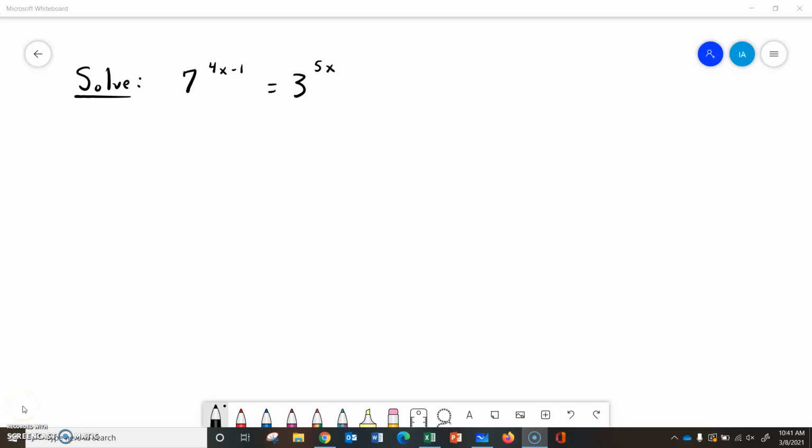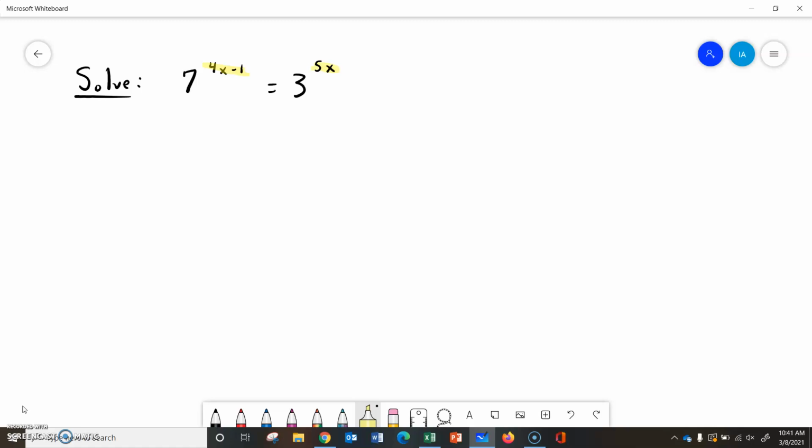Okay, we have an exponential equation here. It's 7 raised to the 4x minus 1 is equal to 3 raised to the 5x. So we have two different bases and we have an unknown up here in both exponents. This has to be about my least favorite type of exponential equation to solve because it's the most work.